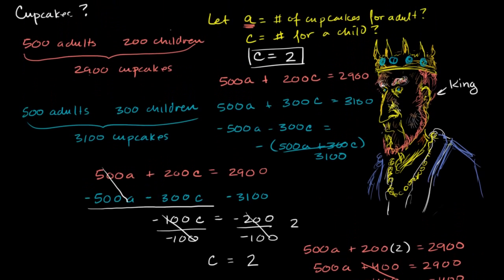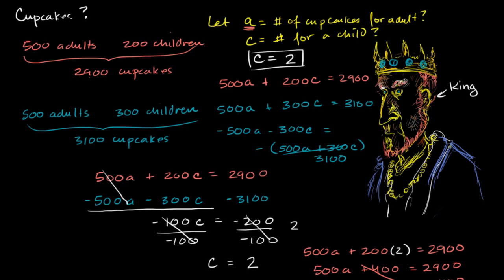You have solved the king's conundrum. Each child on average drinks 2 cups of water, sorry, not cups of water. I don't know where I got that from. Each child eats 2 cupcakes, and each adult will eat 5 cupcakes. A is equal to 5. And so based on how many adults and children are coming to the brunch in your honor, you now know exactly the number of cupcakes that the king needs to order.